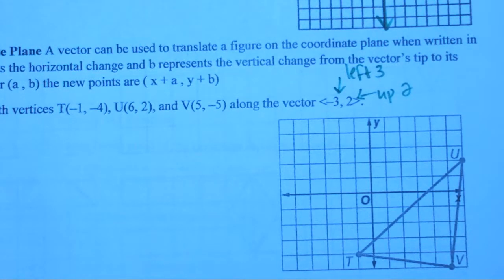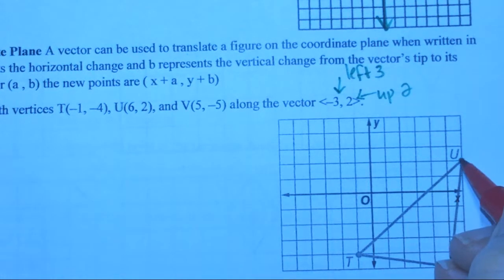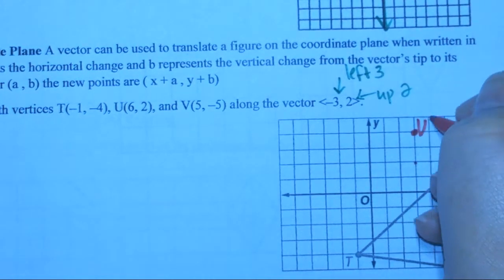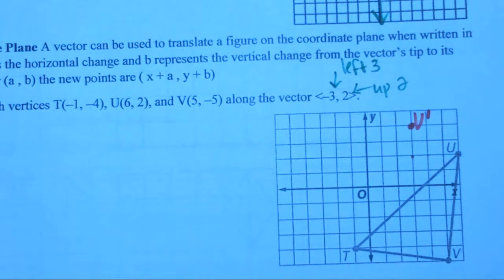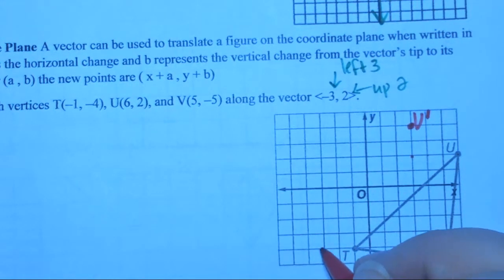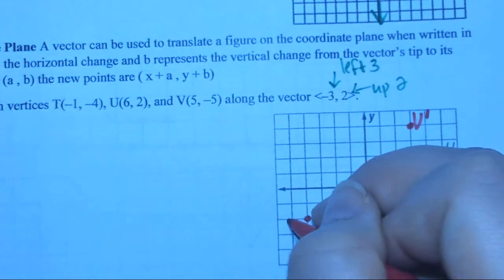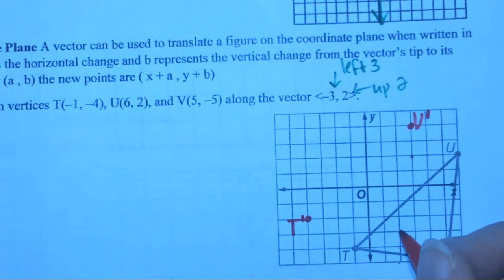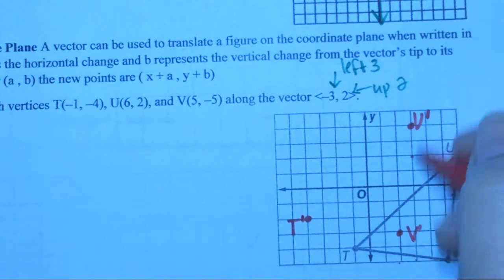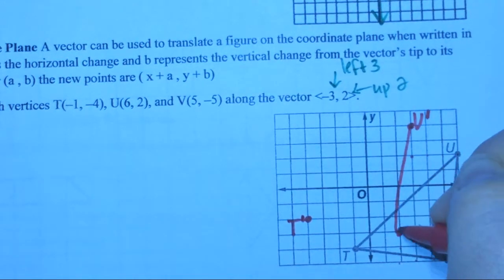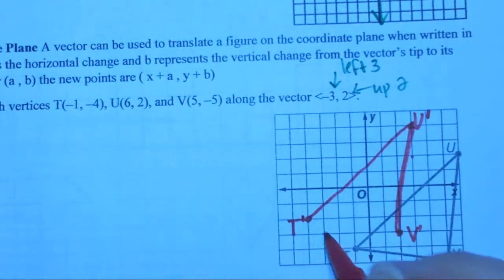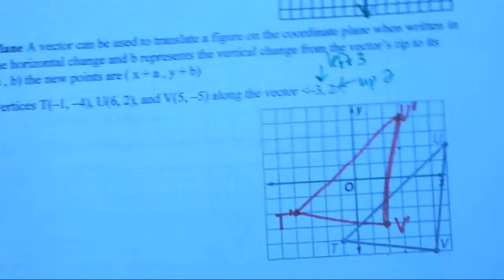Now this is not an easy one to count because we got to get it just so. So I probably need to pick up and move each point. So let's see. U left 3, 1, 2, 3, up 2, 1, 2. There's U prime. T left 3, 1, 2, 3, up 2, 1, 2. There's T prime. 1, 2, 3, up 2. There's V prime. And of course I need to do my best to connect those dots, which is apparently a struggle this morning. And there's my translated image.